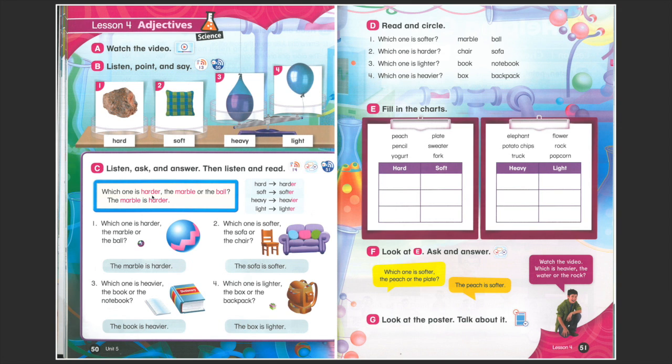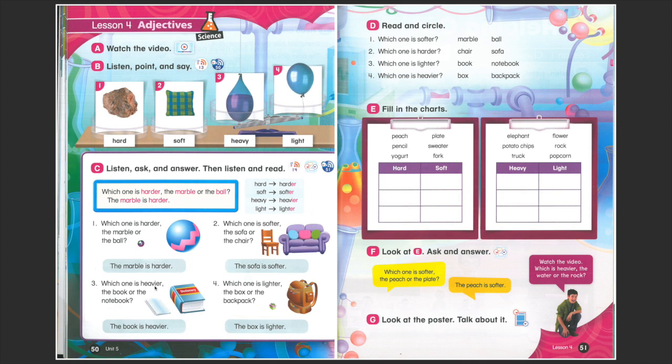Which one is harder, the marble or the ball? Look. Yes, the marble is harder, right? So we have the answer below. Which one is softer, the sofa or the chair? The sofa is softer. It's made of cushions.